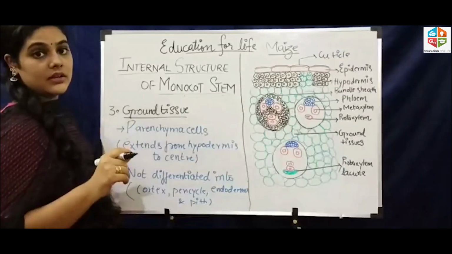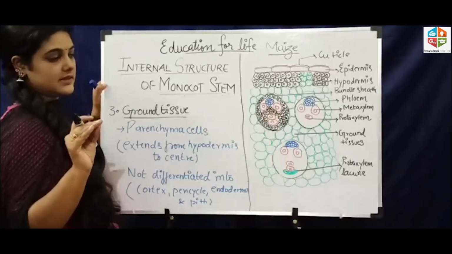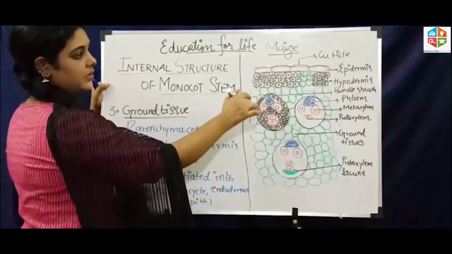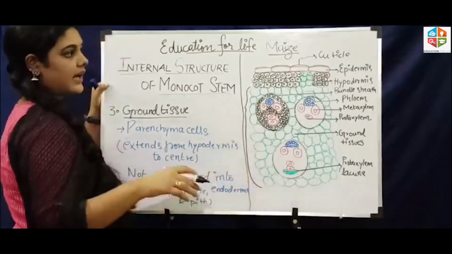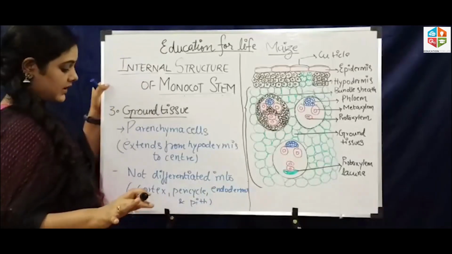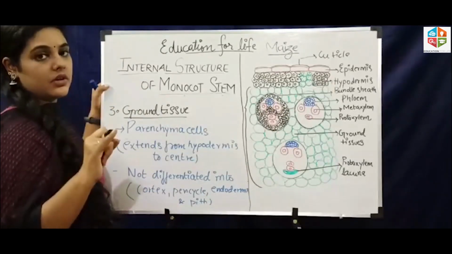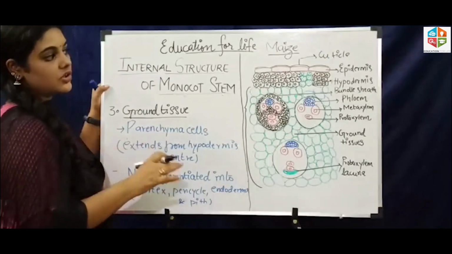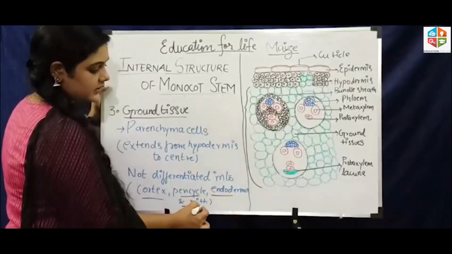The third one is ground tissue. Ground tissue is made up of parenchyma cells. It extends from the hypodermis till the pith. The ground tissue is not differentiated into endodermis, pericycle or pith in case of monocot. So you cannot find these parts in the monocot stem.